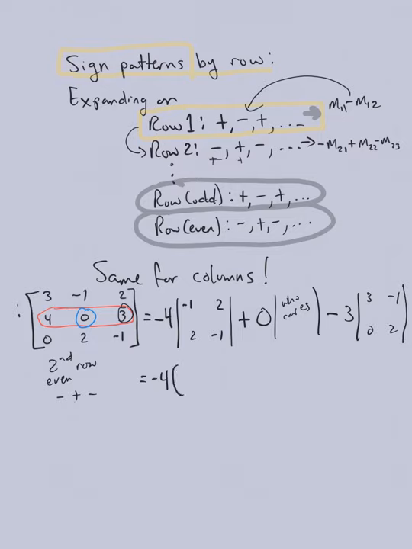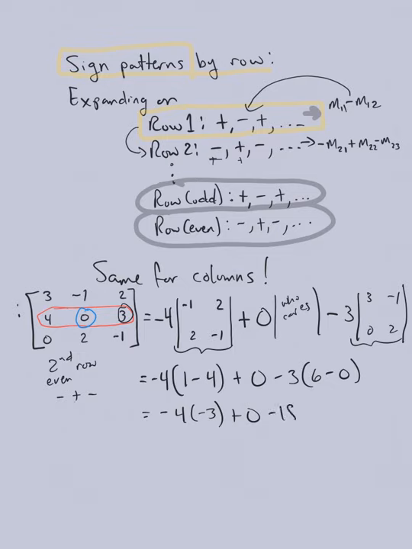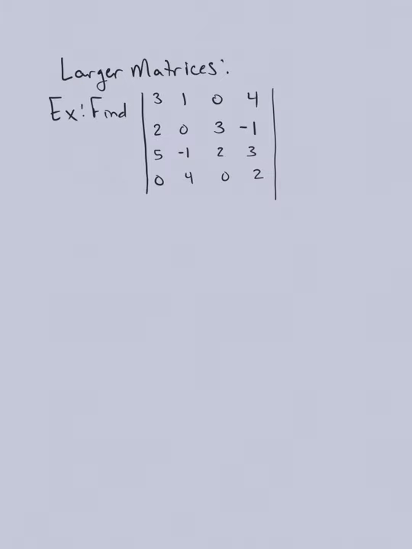I get negative 4 times this determinant, which is 1 minus 4, plus 0, and then minus 3 times this determinant, which is 6 minus 0. And so here I have negative 4 times negative 3, and then plus 0, and then minus 18. And so you see we get our negative 6.